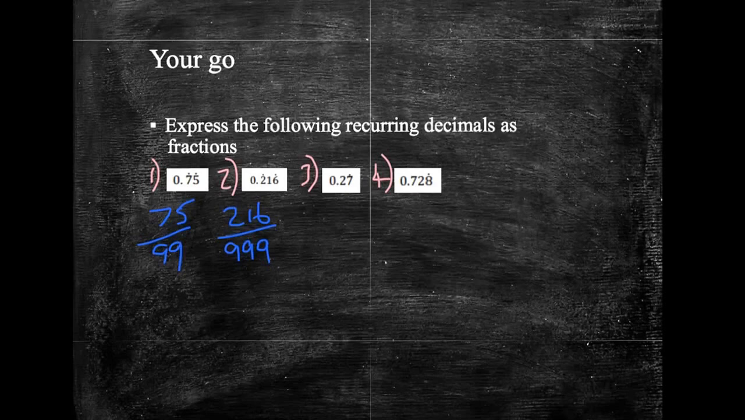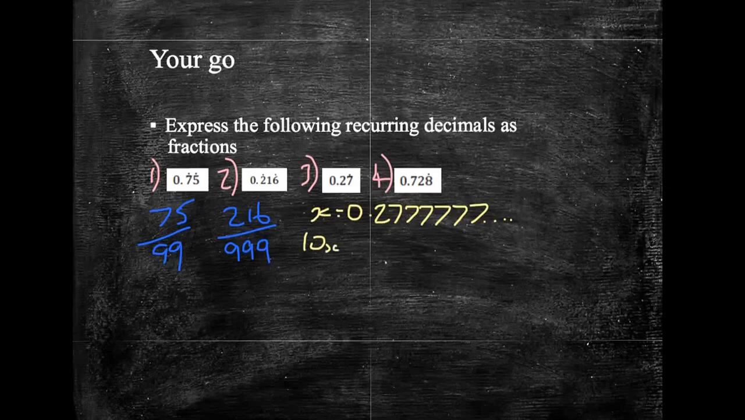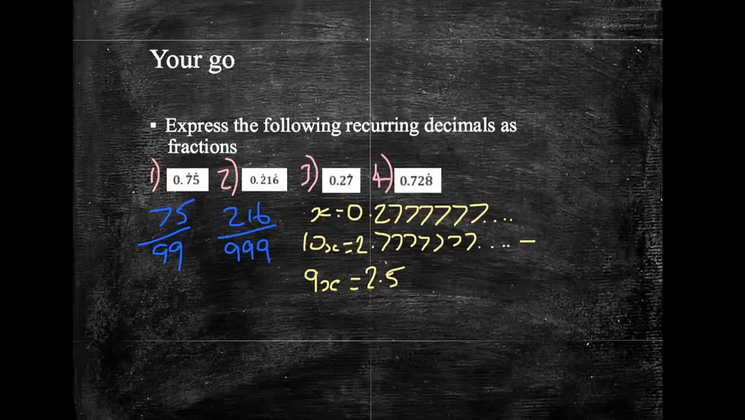So 0.27 recurring looks like this. If x was equal to that, and you multiplied it by 10, 10x would be 2.777777 recurring. The 7s do line up, so if we took one away from the other, 9x would give me 2.5. Rearrange it, and x would be 2.5 over 9.